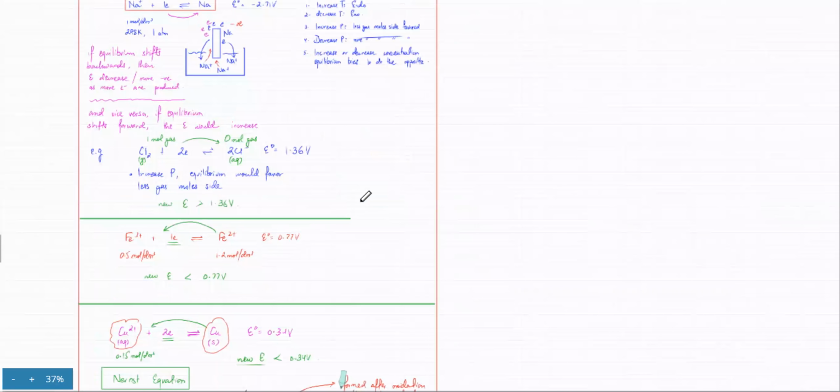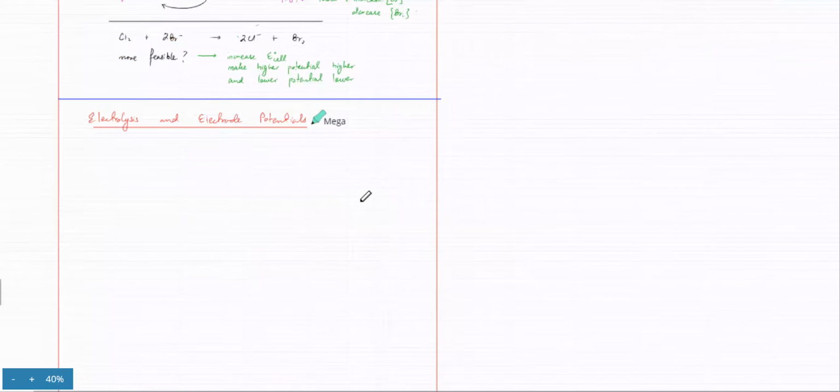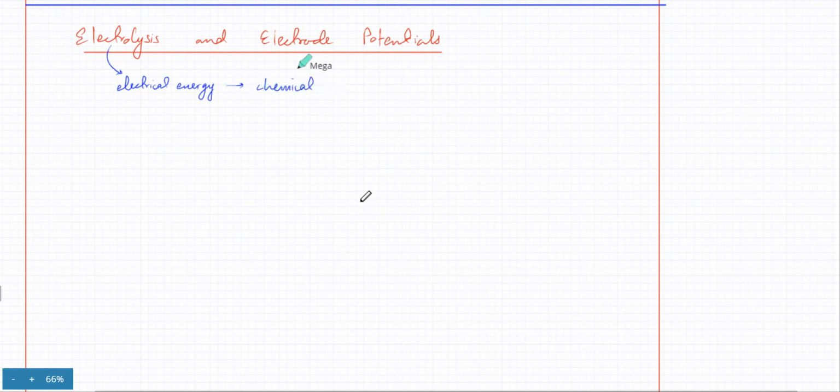When we talk about electrolysis, electrolysis does the exact opposite. What it does is that it converts electrical energy. There's an external power source. There's going to be a battery involved, and that electrical energy is going to be converted into a chemical reaction, or in other words, chemical energy. So because of an external power source, there's going to be a reaction that's going to happen.